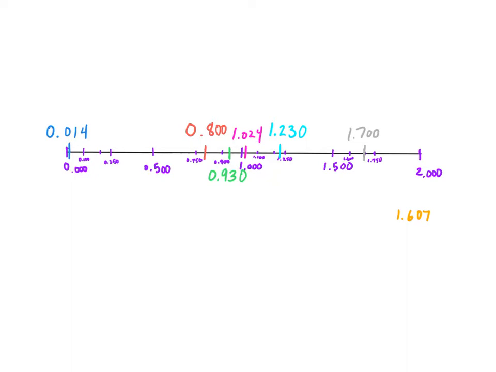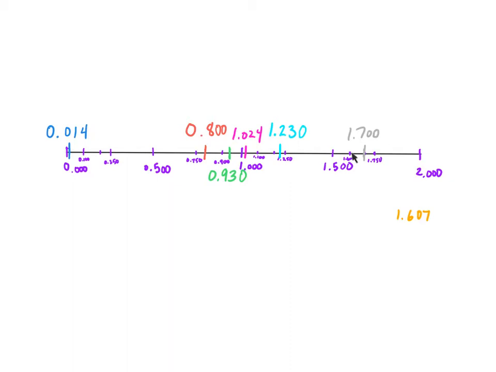And my last number is 1 and 607 thousandths. We're greater than a whole. We're also greater than 1 and 1/2. 1 and 1/2 has a 5 in the tenths. So we've already got 1 and 600 thousandths on the number line right here. This is 1 and 607, which is just very slightly greater than 1 and 600 thousandths.